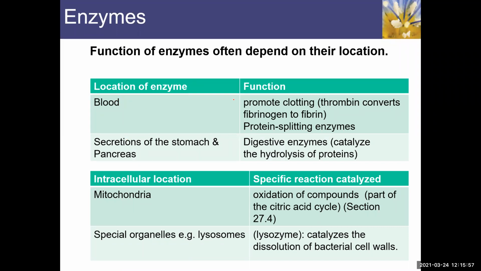Blood, what kind of enzyme is present? We have thrombin, okay, which converts fibrinogen into fibrin, right? Your pancreas secretes a lot of digestive enzymes which cause hydrolysis of the proteins. Mitochondria, the citric acid cycle we're going to talk about. There are so many enzymes present in the mitochondrial membrane. Okay. You know, we're going to talk about this in the second last chapter.